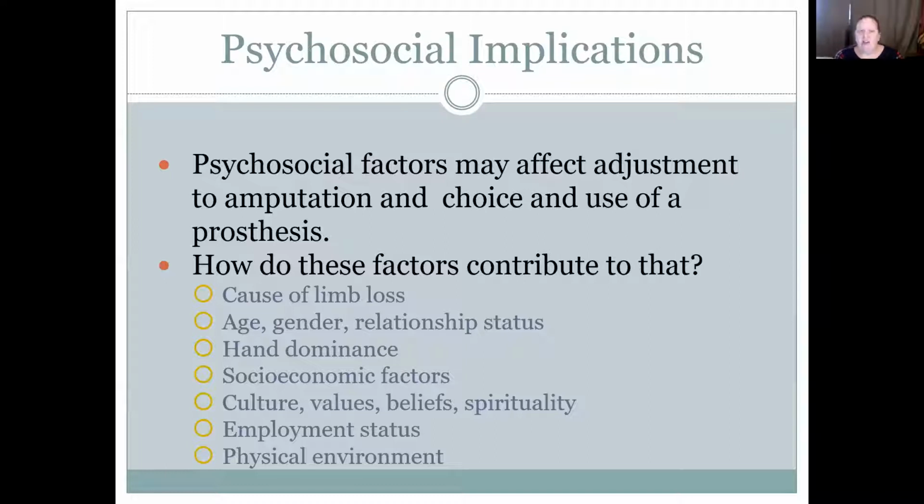Socioeconomic factors, which is money. Okay, can they afford what they need for someone who needs a prosthesis and care of a residual limb. Culture, values, beliefs, and spirituality. Culture plays a key role, as some cultures look poorly upon people with amputations. Employment status: can you work? Can you not work? Did you lose your job because you had an amputation and you were out for a while? Can you get it back? Can you not? And then your physical environment.